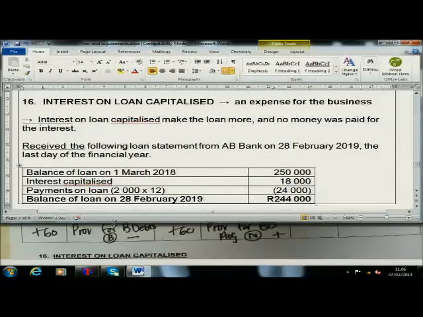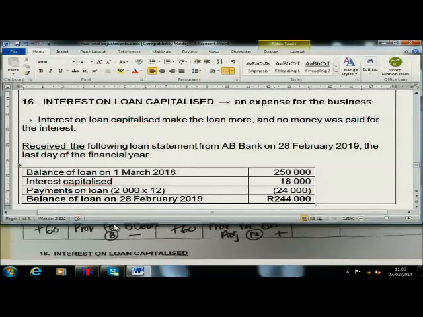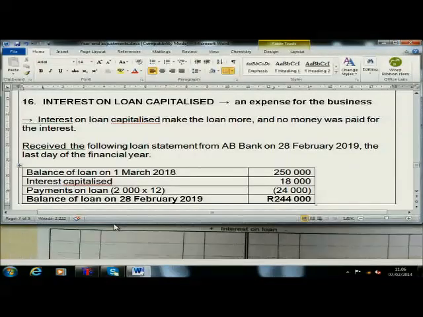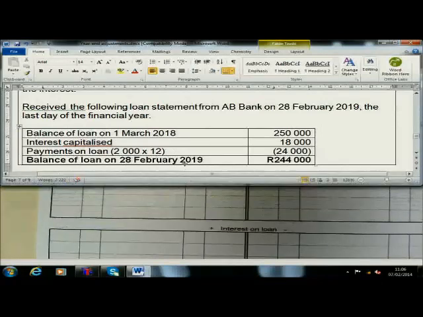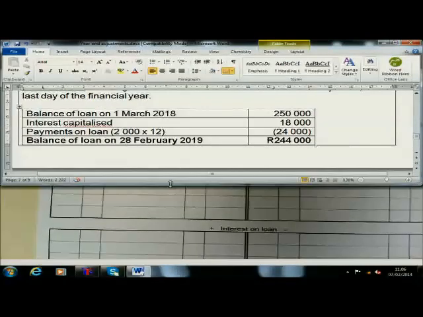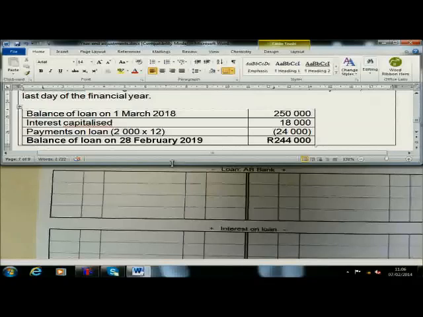on this one. Interest on loan capitalized is an expense for the business. Interest on loan capitalized makes the loan more, and no money was paid because we capitalized the interest. There's your loan statement. The bank is going to send you a loan statement. It will look like this, and you are going to use this to do your loan account.